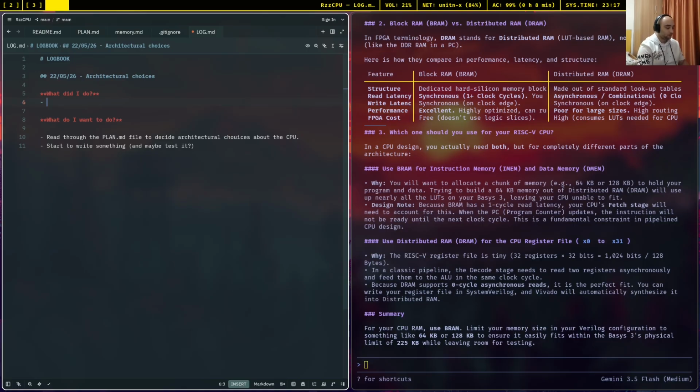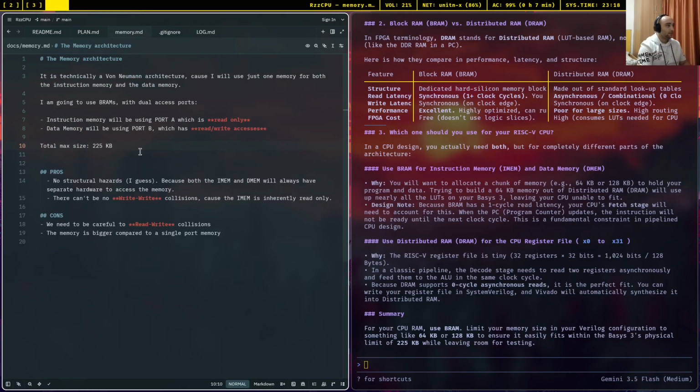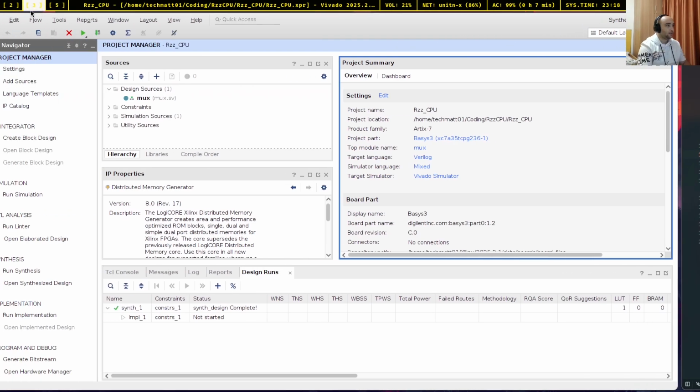Okay, so decided to go on a unified instruction memory and data memory. Focusing on a table. I then learned about differences between VRAMs and DRAMs, which is quite good, to be honest. Okay, so let's create the VRAM actually.